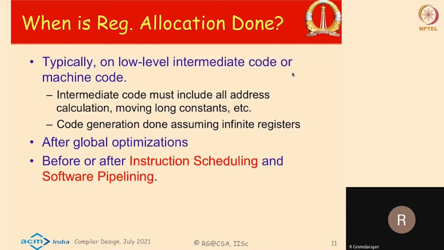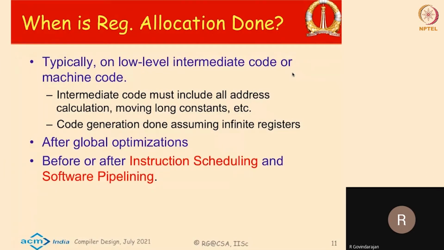Again, as I'm going to talk about a little later, register allocation and instruction scheduling kind of interfere with each other, and people have talked about what are called pre-pass scheduling, in which instruction scheduling is done first and then register allocation is done later, or post-pass scheduling, in which register allocation is done first and instruction scheduling is done later.